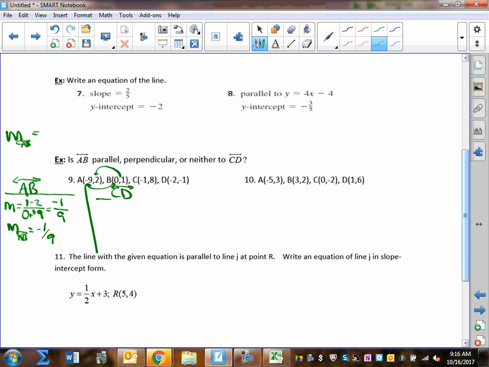Again, I'm going to label what I'm working with and label what it is I'm finding. So negative 1 minus 8 over negative 2 minus negative 1. Negative 1 minus 8 is negative 9 up top. Negative 2 plus 1 would be negative 1, so we get negative 9 over negative 1, which is positive 9 over 1. And again, you could have labeled this as the slope of line CD instead. Either way is fine.